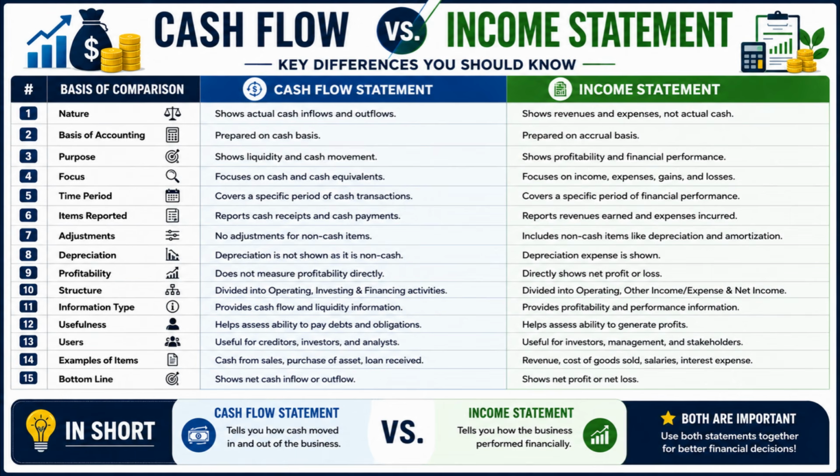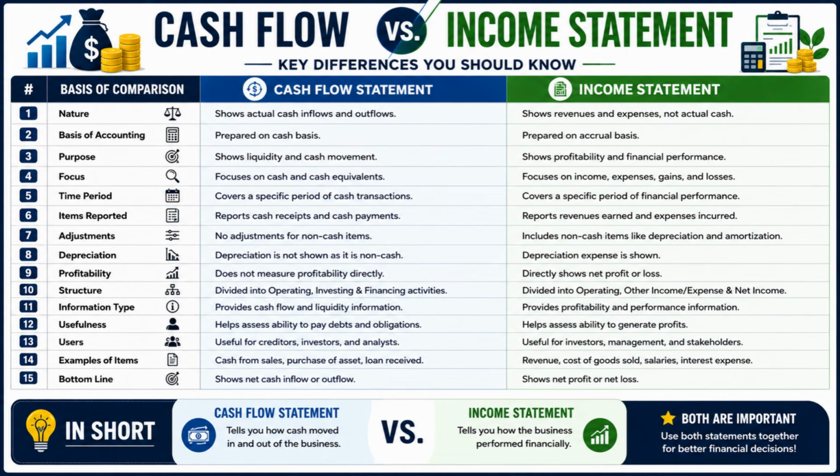Number 7. Cash flow statement does not include non-cash adjustments directly, whereas income statement includes non-cash items like depreciation and amortization. Number 8. Depreciation is not treated as a cash outflow in the cash flow statement, whereas depreciation expense is recorded in the income statement. Number 9. Cash flow statement does not directly measure profitability, whereas income statement directly shows net profit or net loss.